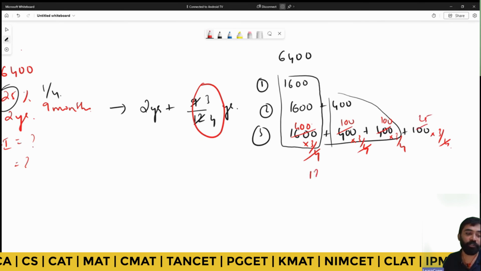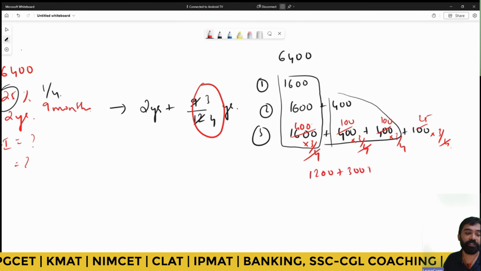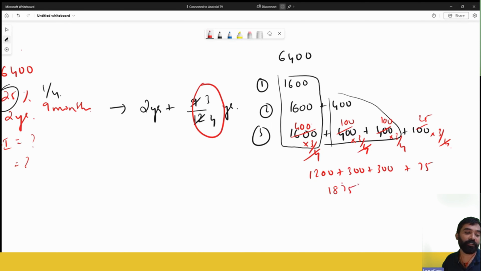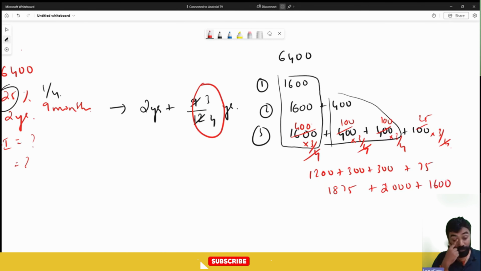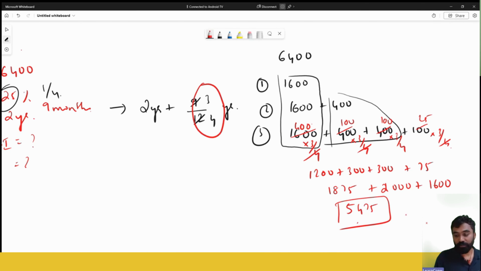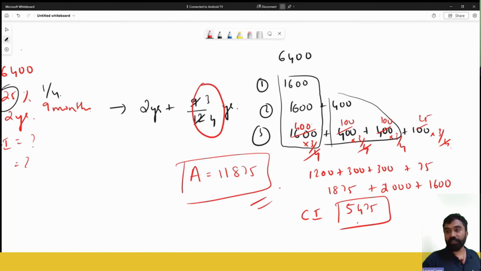125. Correct. This is going to be 1,200 plus 300 plus 300 plus 75. That is nothing but 600, 1,800, 1,875. 1,875 plus 1,600 plus 1,600 plus 400. This is going to be 3,000, 4,000, 4,800, 5,400, 5,475. Correct? Yes or no? 5,475. This is going to be your CI, compound interest. If this is the compound interest, what is your amount? Yeah, all got it or any issues?